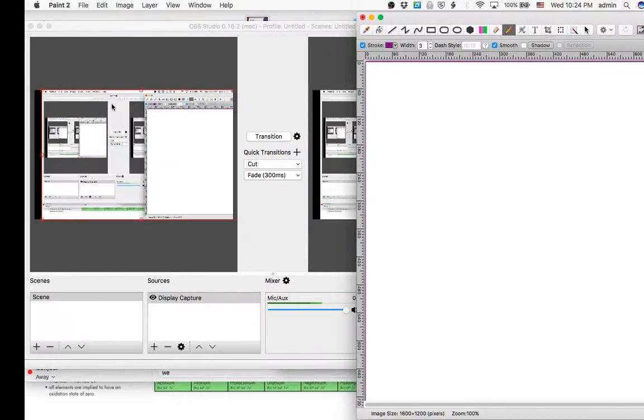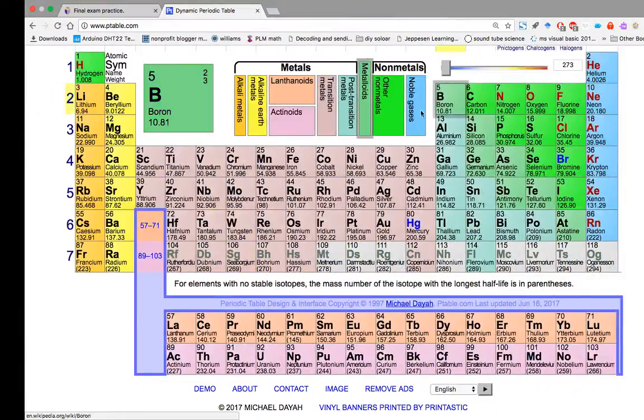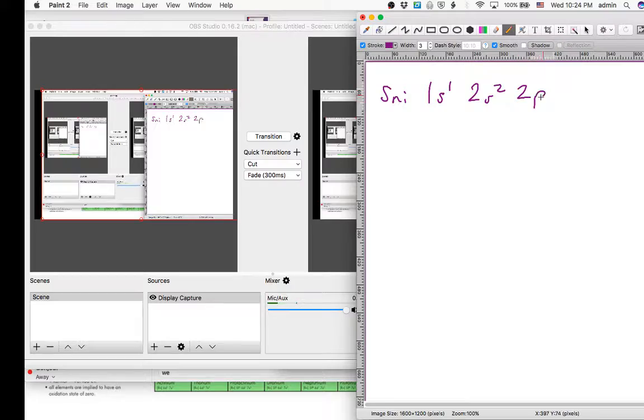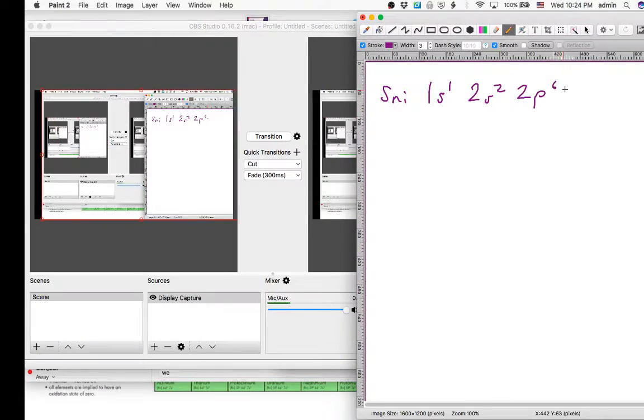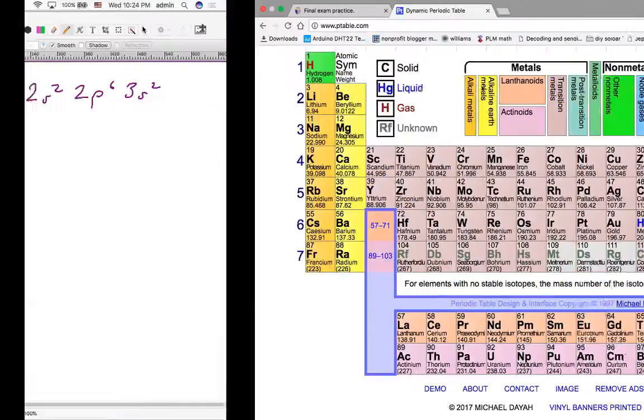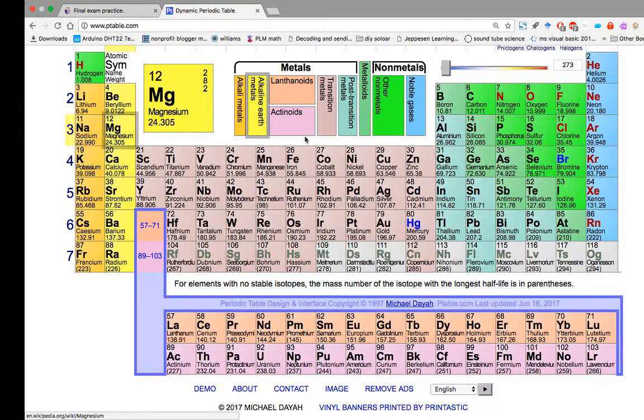I'm going to start writing these down. So tin is 1s2, 2s2, and then it goes to 2p. This is the p block, so 1, 2, 3, 4, 5, 6, 2p6. Next I have 3s2. So that's 3s2.